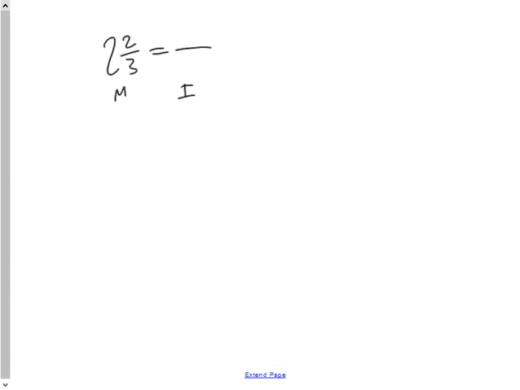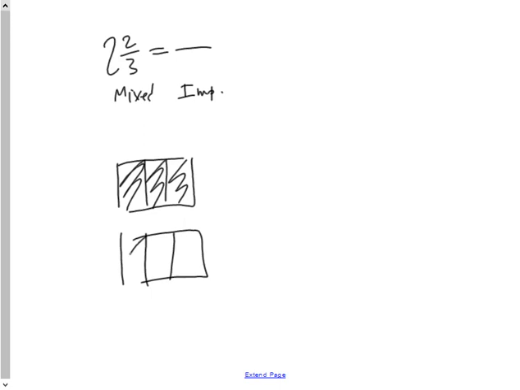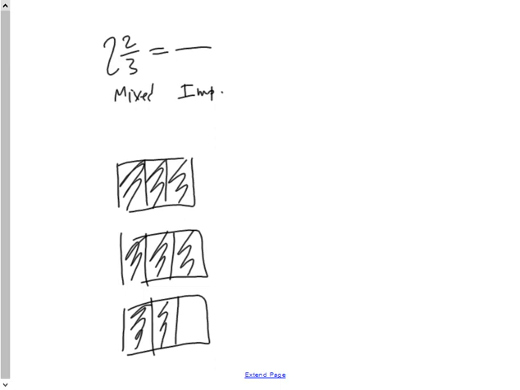Question number one says 2 2/3. It says MI. This means mixed, and this means improper. So what is 2 2/3 as an improper fraction? Well, if I was to draw 2, there's 1, there's 2, and there's 2/3. So 2 2/3 looks like this.